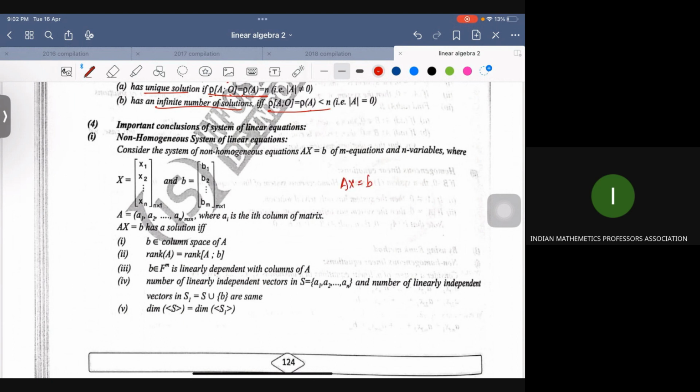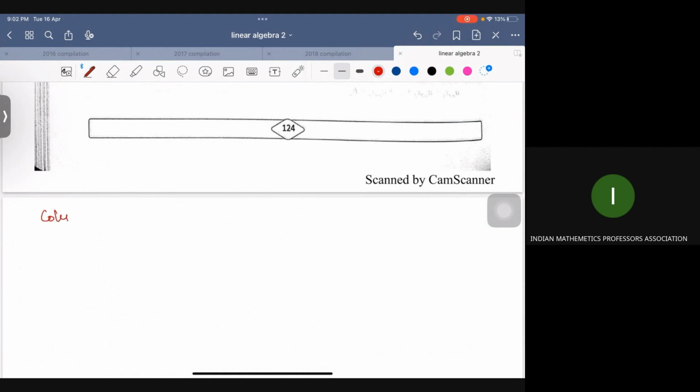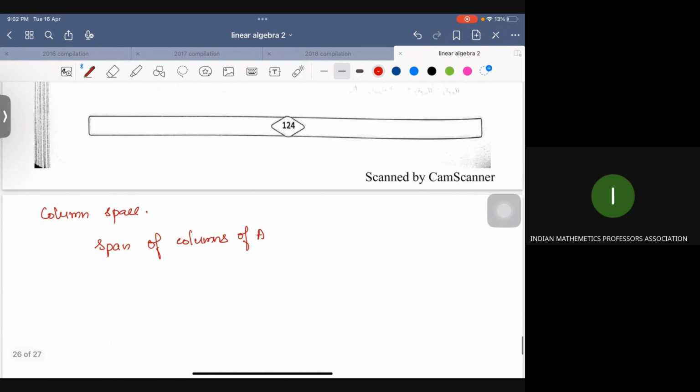AX equal to B has a solution if B belongs to the column space. Okay, what is a column space? Column space is nothing but the span of the columns of A. That is, the columns of A should generate the column space. We write the columns of A as vectors in the field F and take all possible linear combinations.